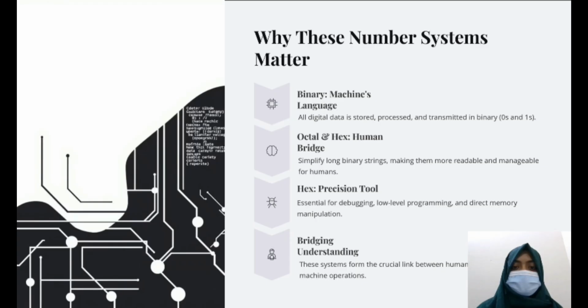Building the human-machine bridge. Together, binary, octal, and hexadecimal create a smooth connection between human instruction and machine operations. When we understand these number systems, we understand the way computers think, and that makes us better problem solvers in the digital world.